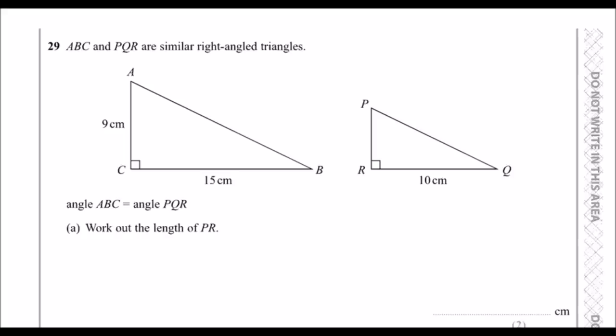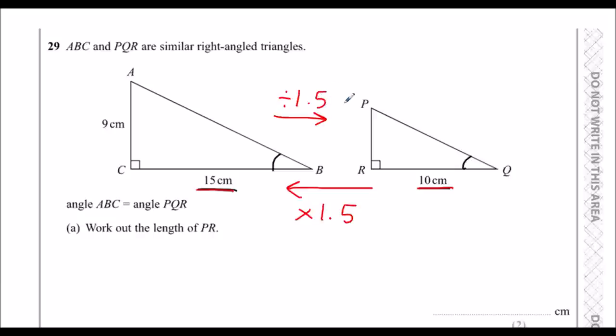Question 29. ABC and PQR are similar. That means one's an enlargement of the other. They've got the same angles. One shape's just bigger. Right angle triangles. Angle ABC equals PQR. Work out the length of PR. So if I'm going from the little shape to the big shape, from 10 to 15, these two sides match. They're on the same side of the triangle. So what do I have to multiply 10 by to get 15? Going this way, I'm going to times by 1.5. If I'm going backwards, I do the opposite, which is dividing by 1.5.